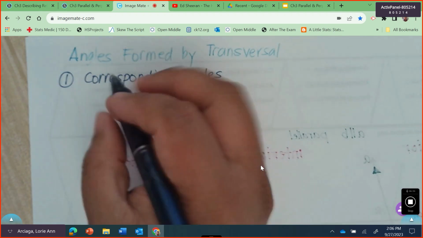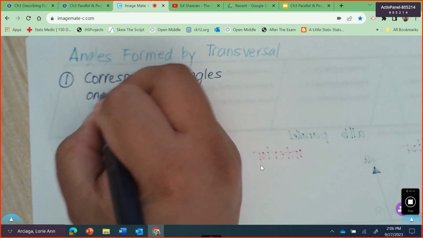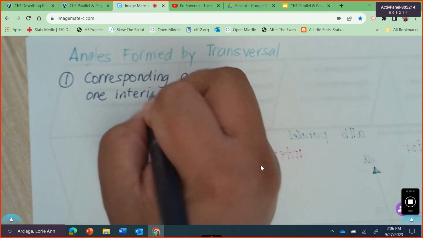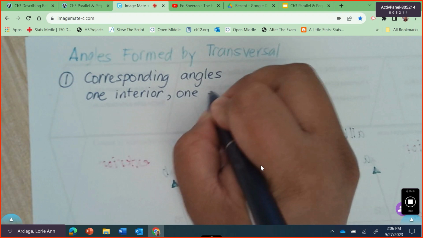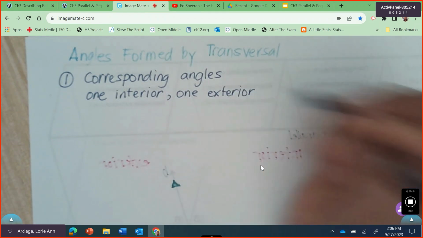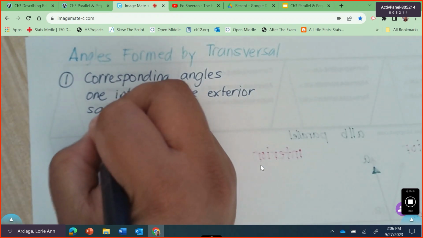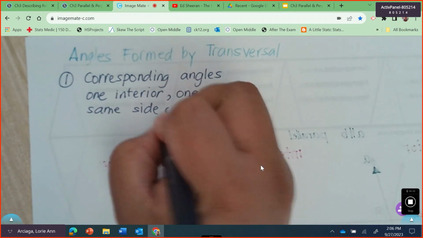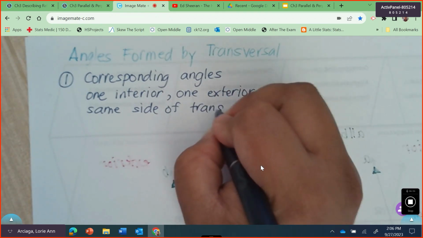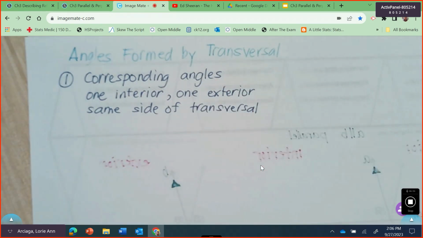Okay, where do we find them? We're going to find them one interior, one exterior. So in other words, one is inside the circle you made and one is outside the circle you made. And then they have to be on the same side of the transversal. Corresponding angles are interior and exterior. So one each. And they have to be on the same side of the transversal.